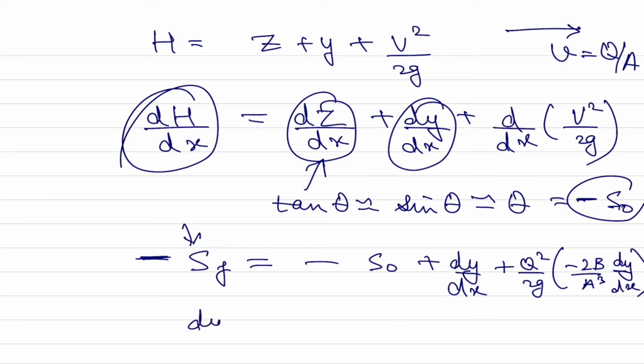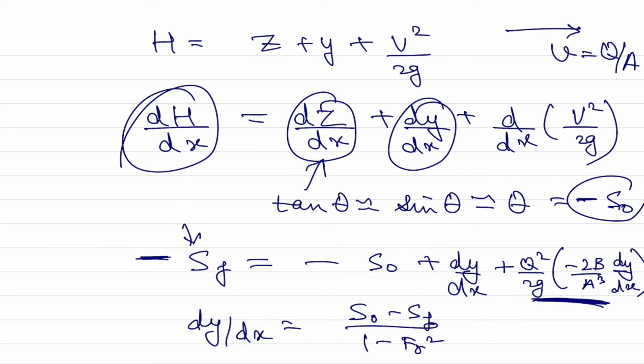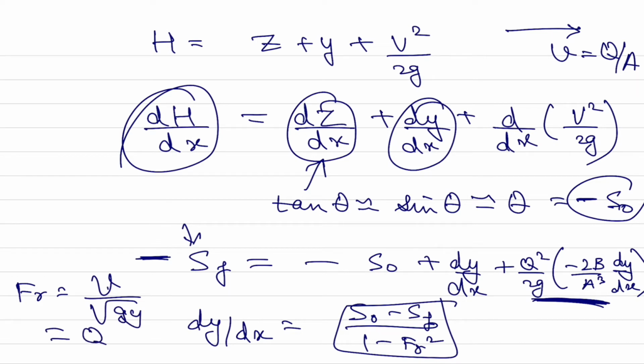And if we bring all the terms together and rearrange certain terms here, you would see that dy by dx is equal to (S naught minus SF) divided by (1 minus Froude number square), because our Froude number is given by V divided by root gy, and this V can be written as Q divided by A, and this is of course gy. Upon rearranging you would be able to see that indeed this term is equal to the square of Froude number, which I leave as a small exercise for you.